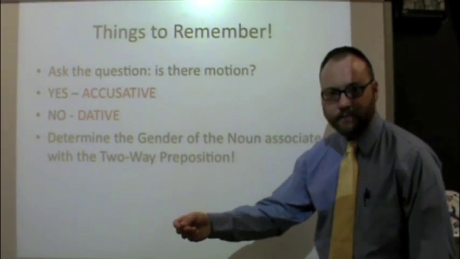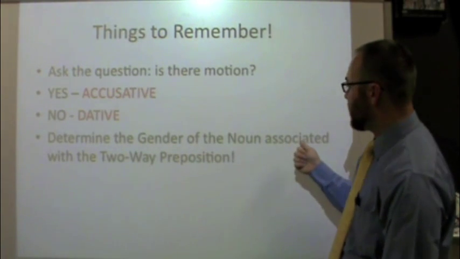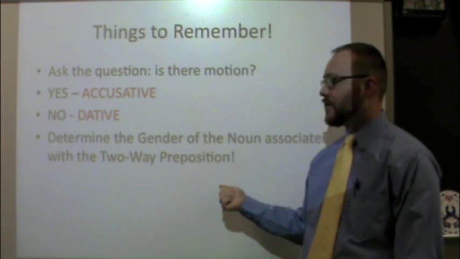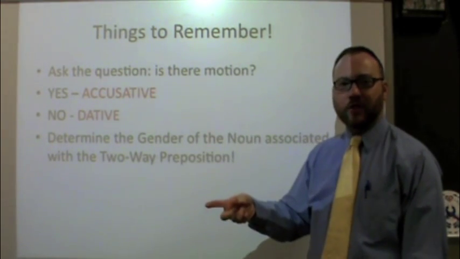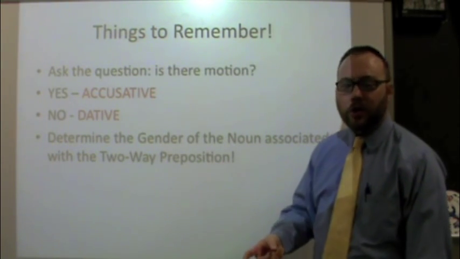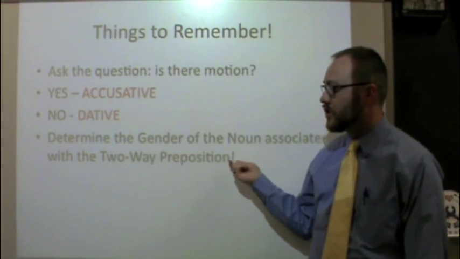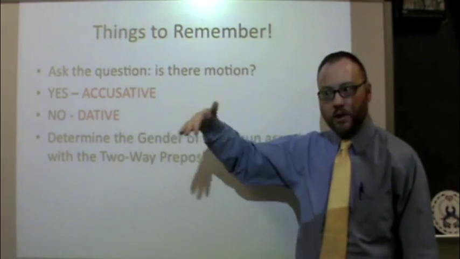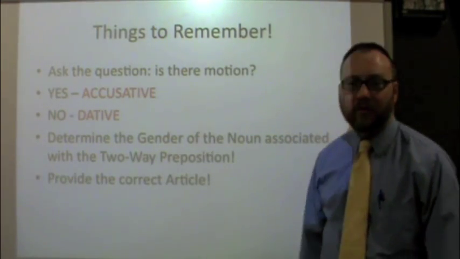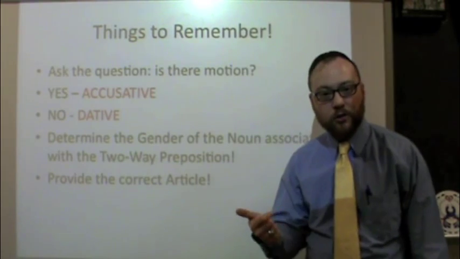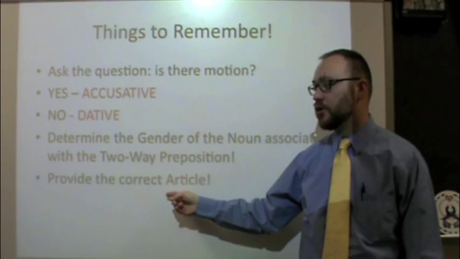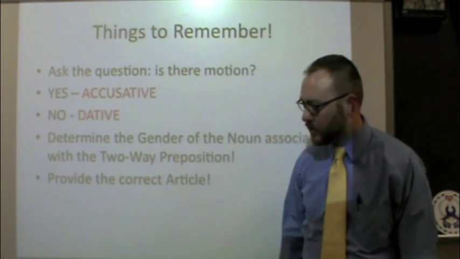After you do that, then you have to determine the gender of the noun associated with the two-way preposition. And 99 times out of 100, that noun is going to be right after the preposition. It'll be preposition, noun. So, you got to know the gender, because once you know the gender, then you have to plug in the correct accusative form or dative form. Okay? Provide the correct article, whether it's the definite article or the indefinite article. You got to know which case you're using so that you can get the correct article. Okay?